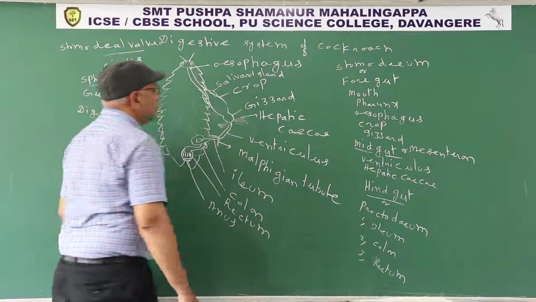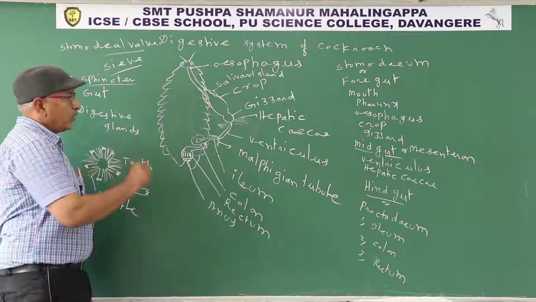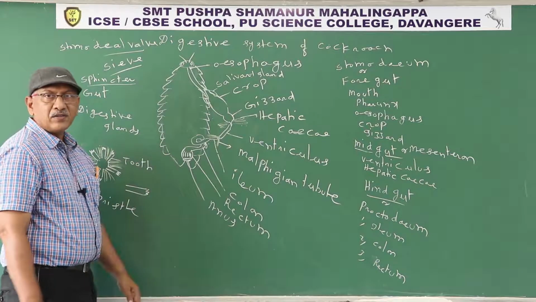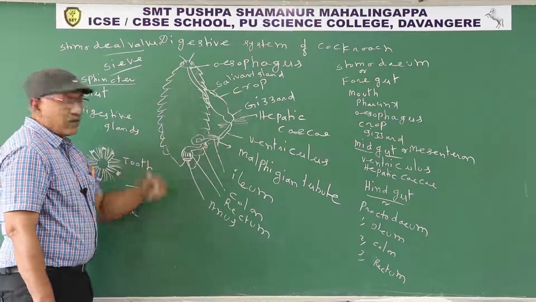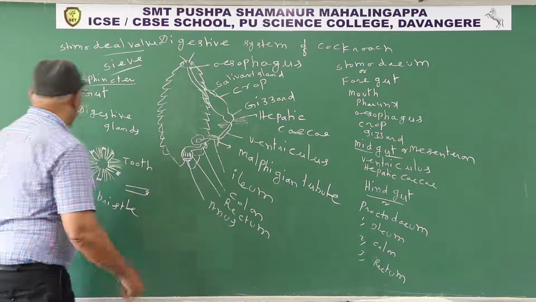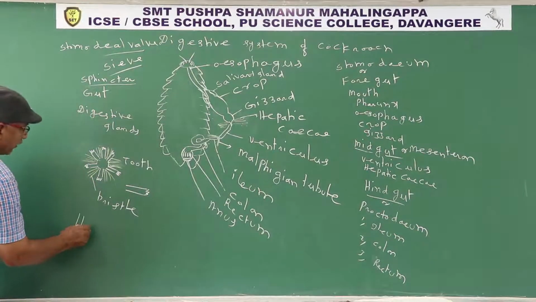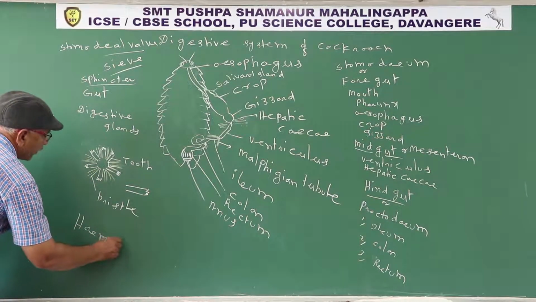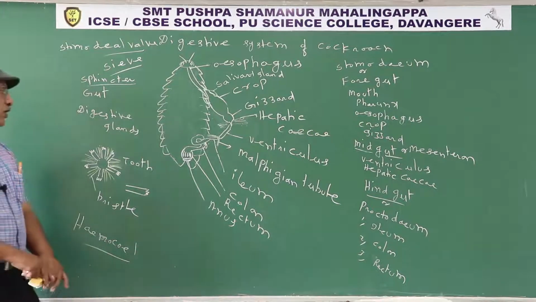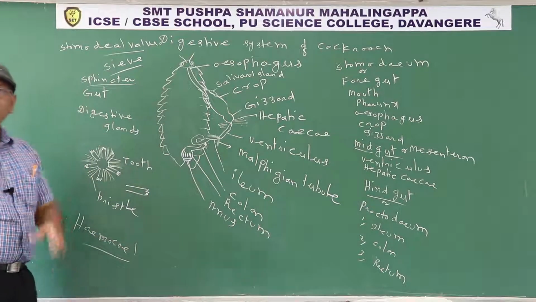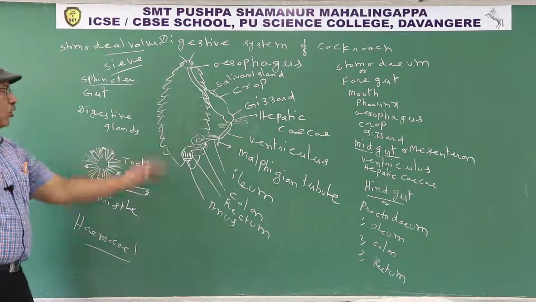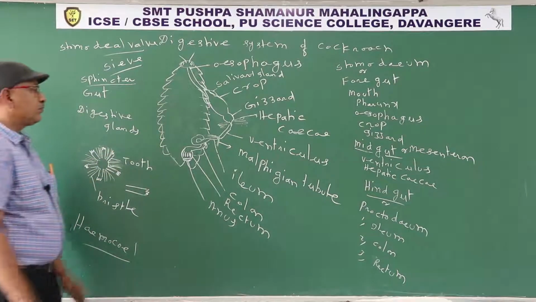So Malpighian tubules are yellow in color, number 100 to 150, arranged in 6 bundles. They collect the nitrogenous waste material from the hemocoel. Hemocoel. Hem means blood, coel means cavity. Body cavity filled with blood. That's why it is known as hemocoel. So Malpighian tubule collect the nitrogenous waste material from blood and release it into lumen of ileum.